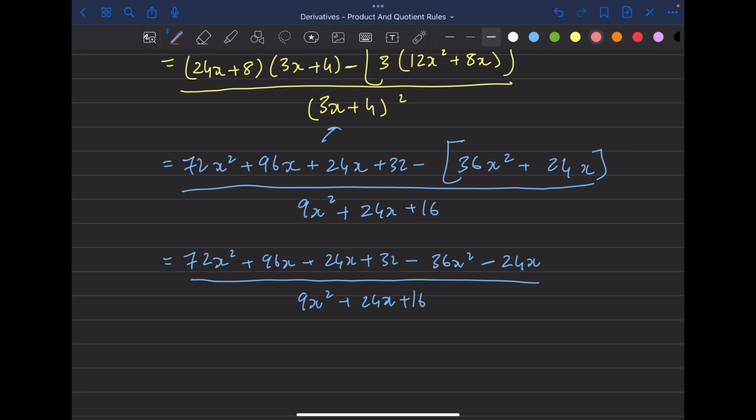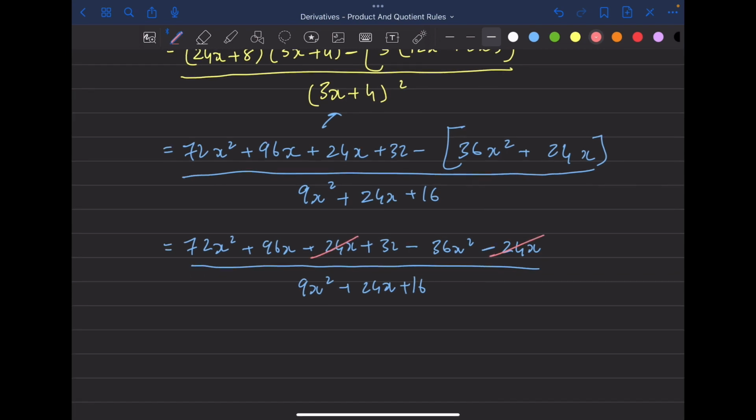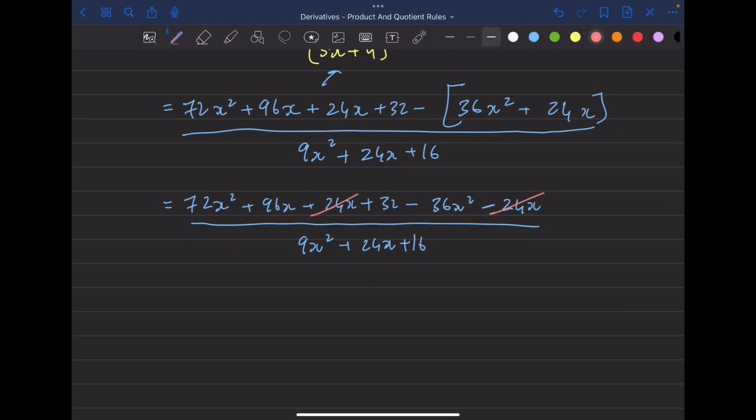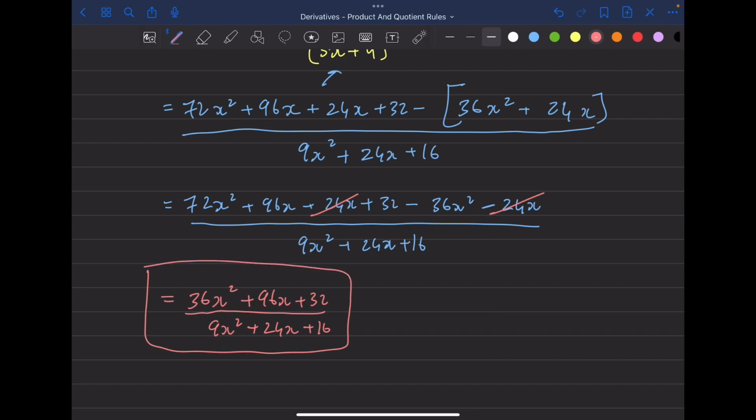We can see some things simplify, so 24x and negative 24x go away, and then we have 72x squared here and negative 36x squared here. Let's write that down. So 72 minus 36 is 36, so 36x squared. And then we only have one 96x left, so let's write that down, plus 96x, and then plus 32. All over 9x squared plus 24x plus 16, and we are done. This should be a final answer, so we can stop here.